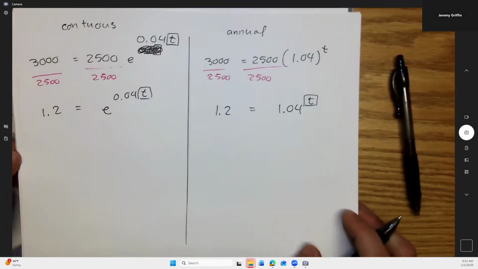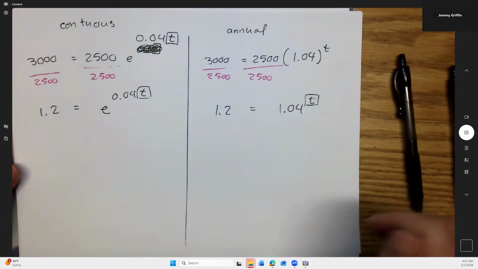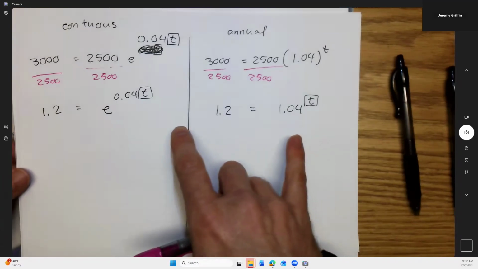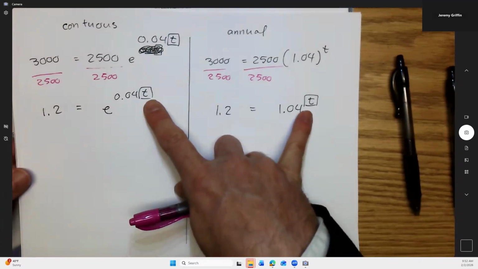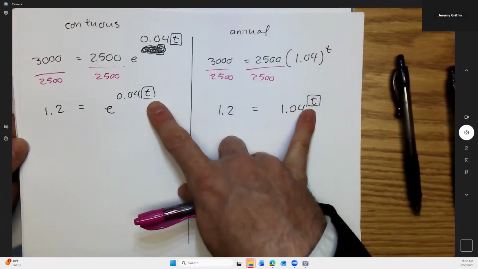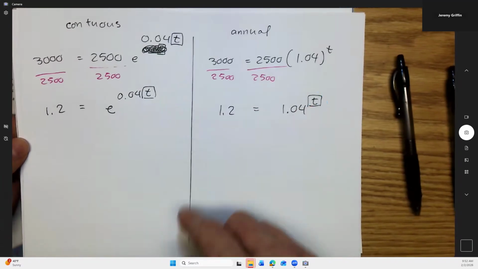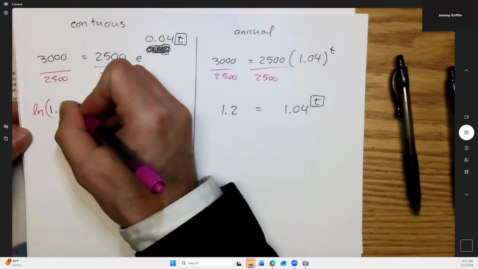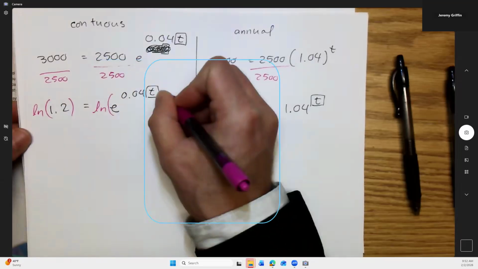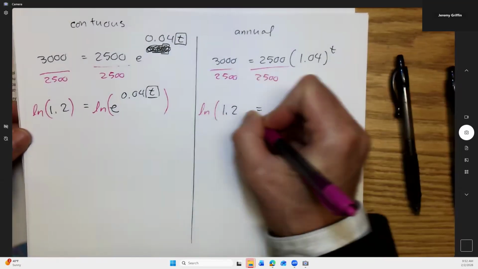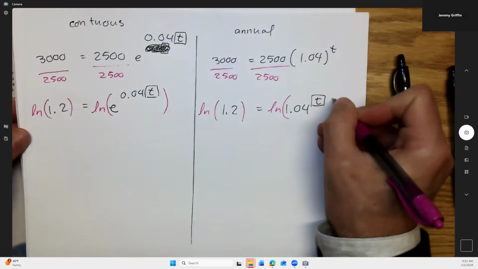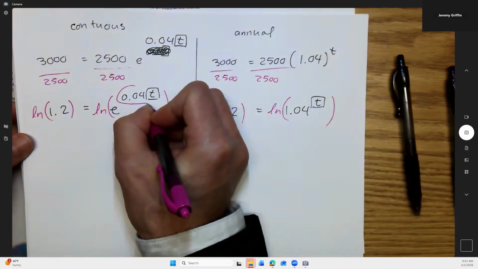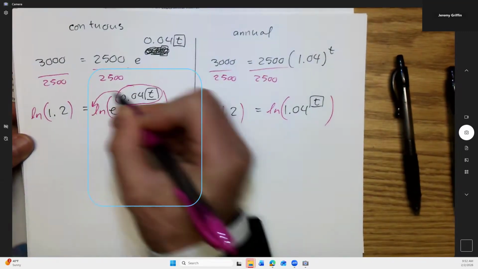What's the next step? Turn it to natural log. Yes, introduce a logarithm, and I like natural log. We could use natural log on both of these. Because what we're trying to solve for, the amount of time elapsed, is in the exponent, and the way to get it out of the exponent is to apply a logarithm. I'll take the natural log of both sides, for both equations. And remember your log rules: after you take the natural log, you can take this power and bring it down in front.